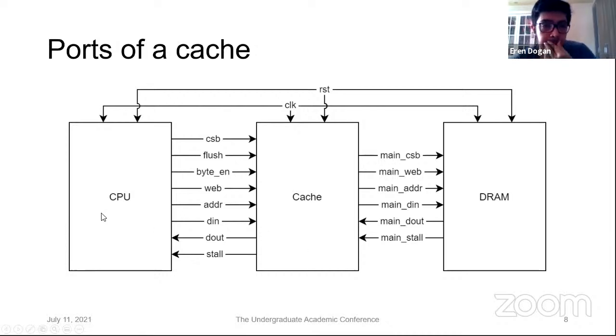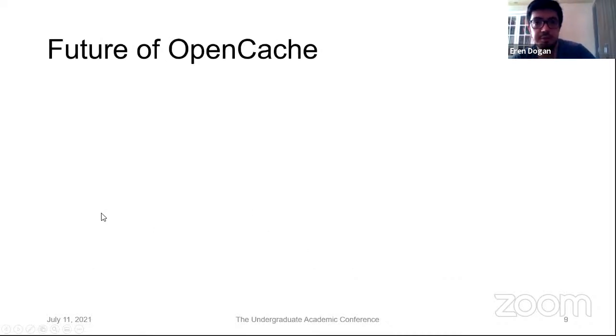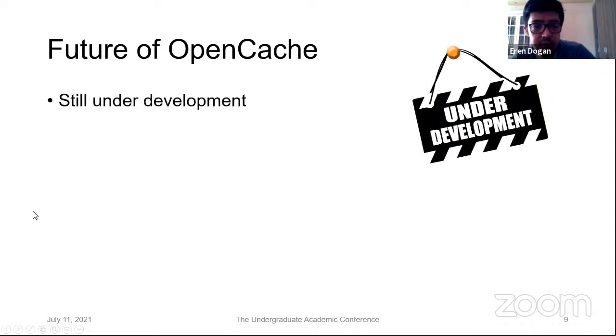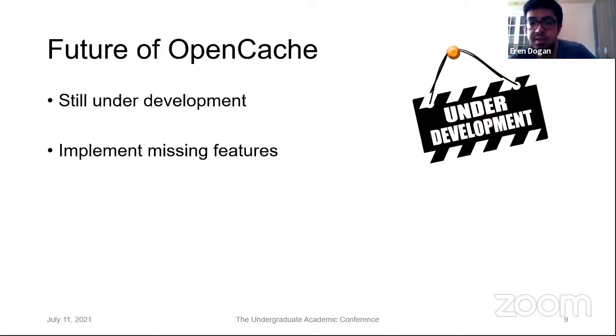So the future of OpenCache. The project is still under development. We are at a very early stage of OpenCache. We will implement the missing features that I mentioned. Some of those are things that I'm working on. Some of those we are waiting for OpenRAM to release new versions and new features so that we can implement the missing features of OpenCache.